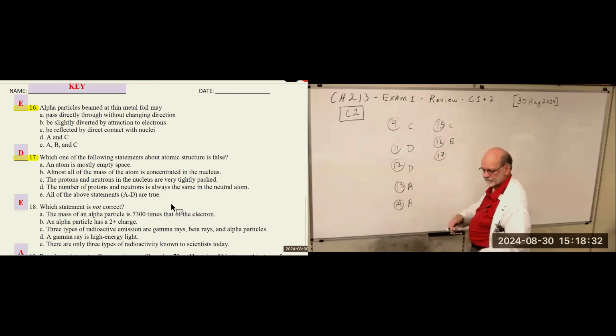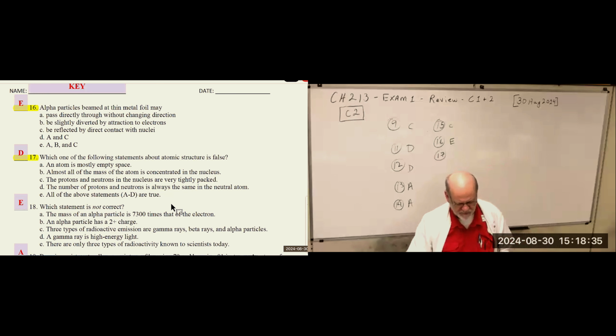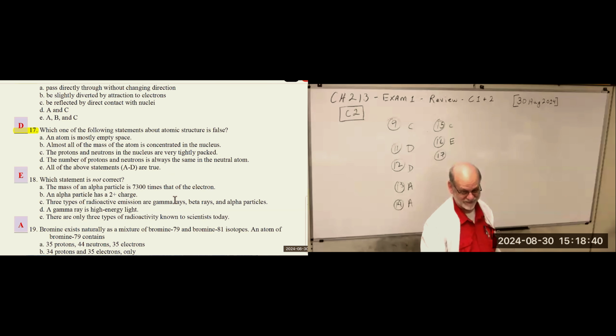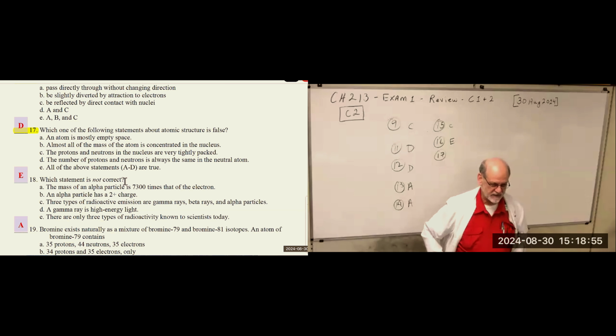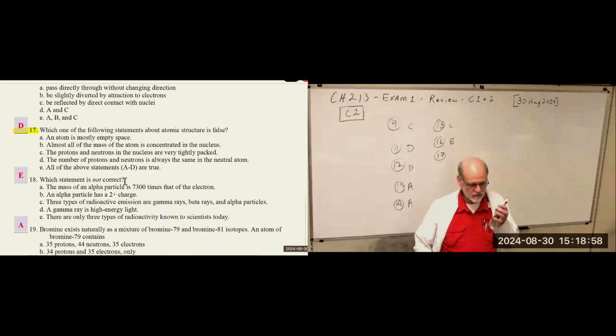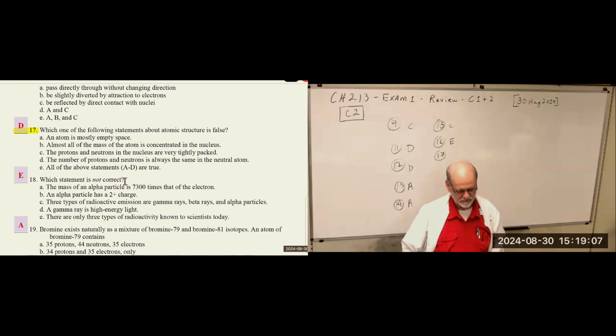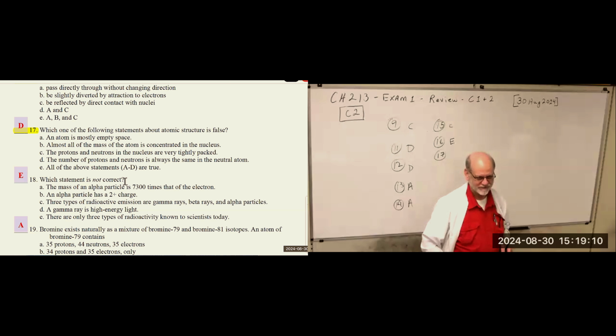How about 17? Which one of the following statements about atomic structure is false? An atom is mostly empty space. Yeah, that's true. Almost all the mass of the atom is concentrated in the nucleus. Yep. Protons and neutrons in the nucleus are very tightly packed. Oh, yeah. That's been a puzzlement for scientists for ages. I mean, once we realized the nuclear atom, we said, how can you get so many positive charges packed so close together? So we came up with a new force called the strong nuclear force, which holds them together. And the neutrons have something to do with that.